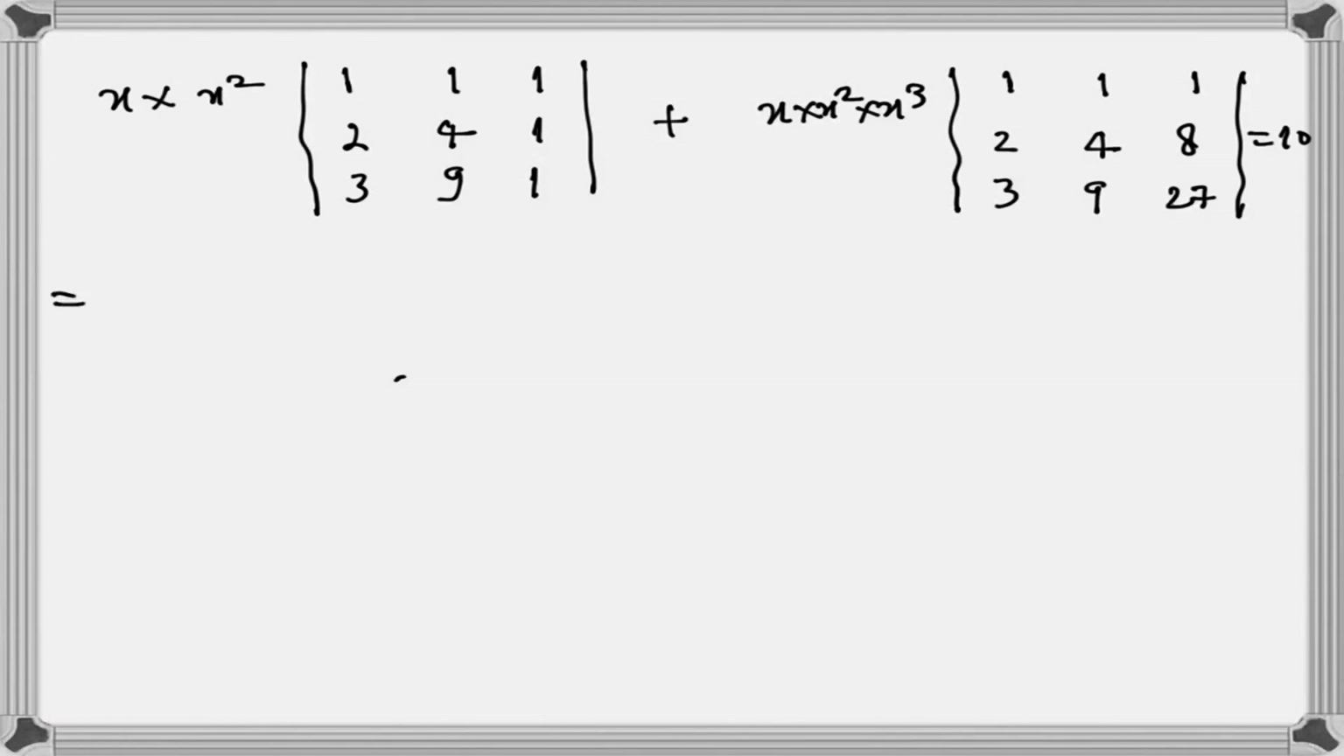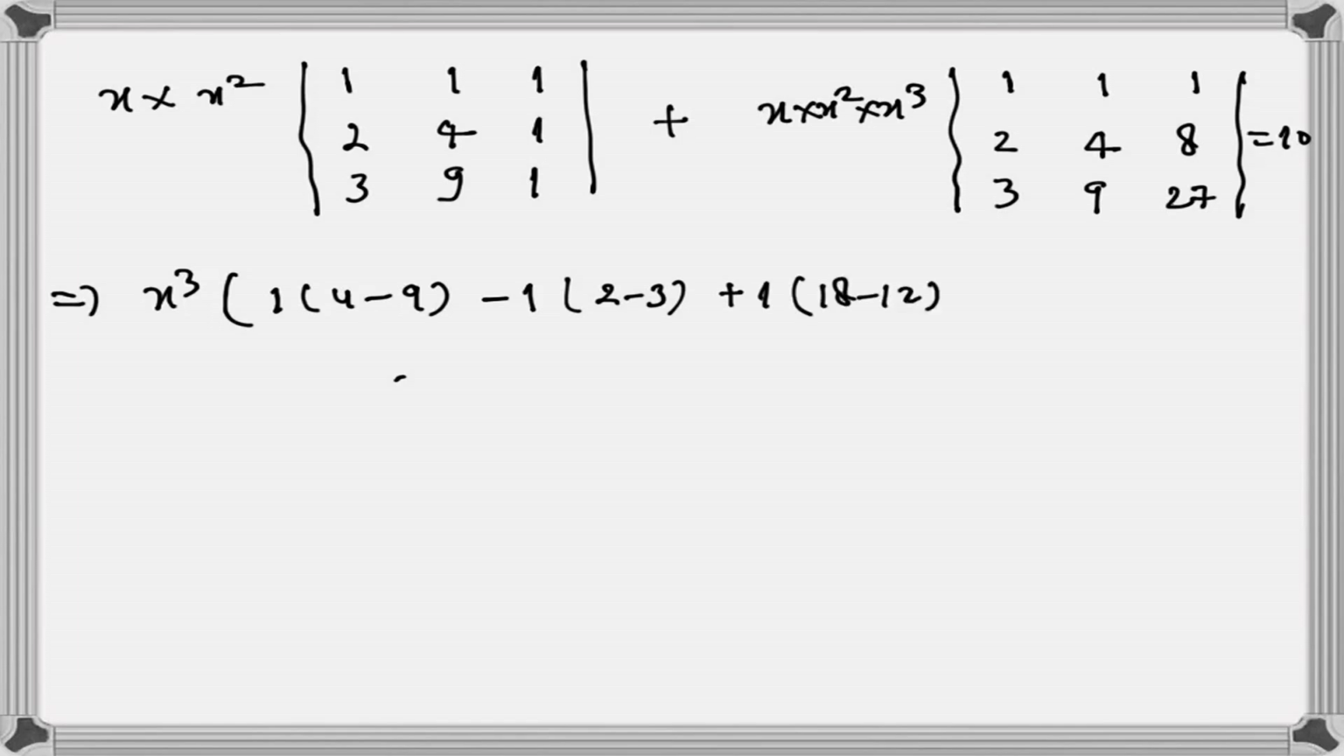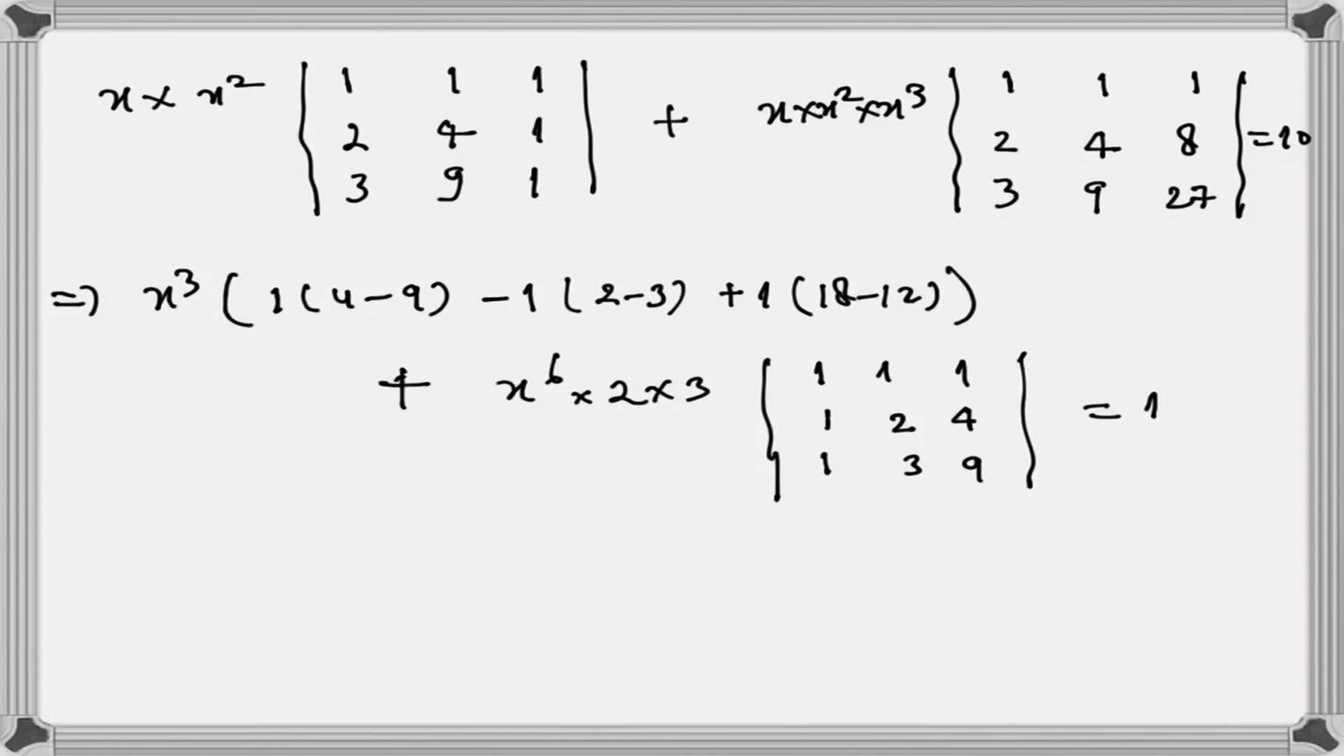Okay, so this is x cube times 1 into 4 minus 9, minus 1 into 2 minus 3, plus 1 into 18 minus 12, plus this is x to the power 6. Then here I will take 2 common from row 2 and 3 from row 3. So 2 into 3, we get 1 1 1, 1 2 3, 1 4 9. This is equal to 10.